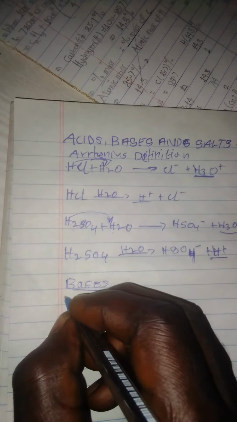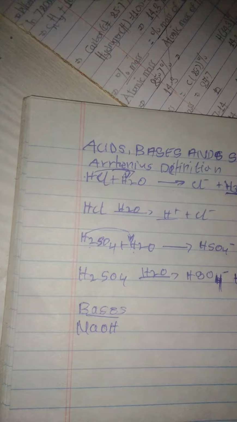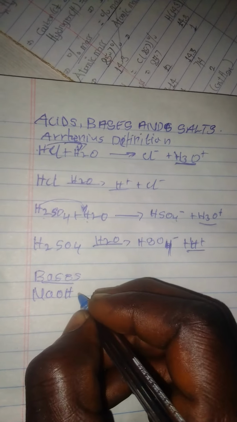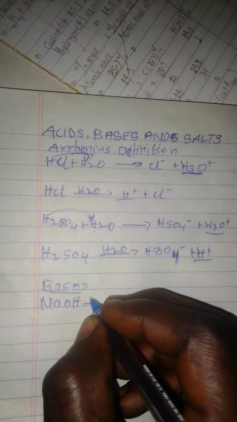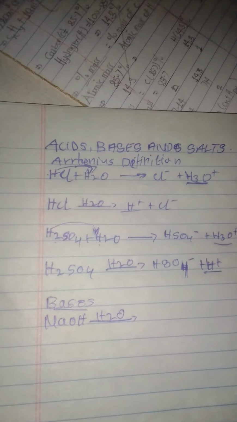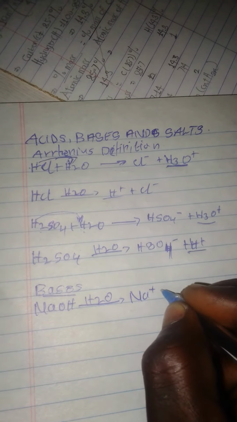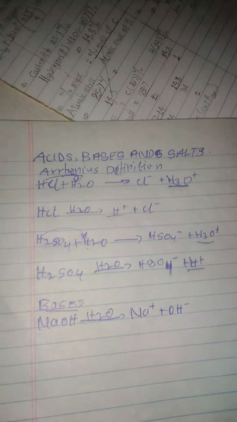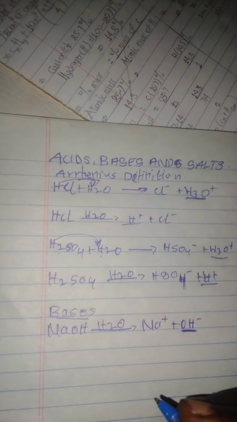Let's take sodium hydroxide and see whether it will produce hydroxide ions or not. Sodium hydroxide combines with water. If you put it in water, it breaks down into sodium ion plus OH minus, the hydroxide ion. That is the OH minus hydroxide ion. It means sodium hydroxide is a base.